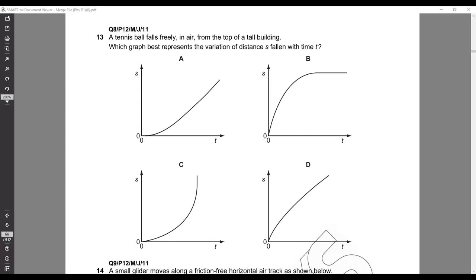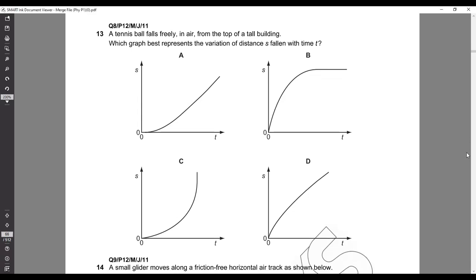Again, the same concept must be used. What y-axis gives us and what gradient gives us. So when we look at the y-axis, it is the distance fallen. As we drop the object, the fallen distance will increase, which is why in all cases the graph is going up. But what will be the gradient of the graph?